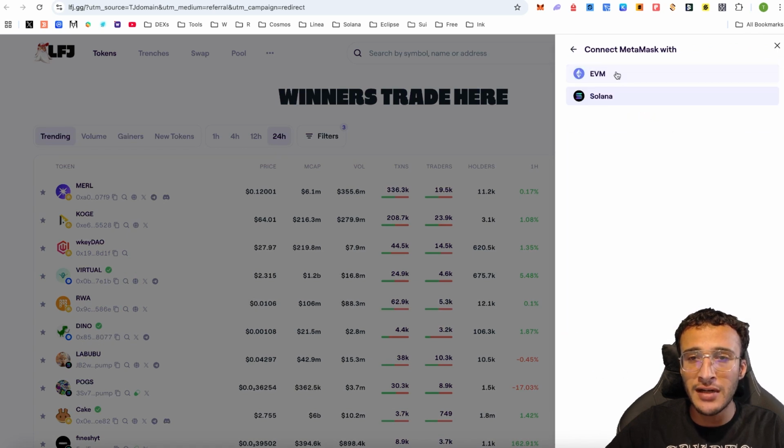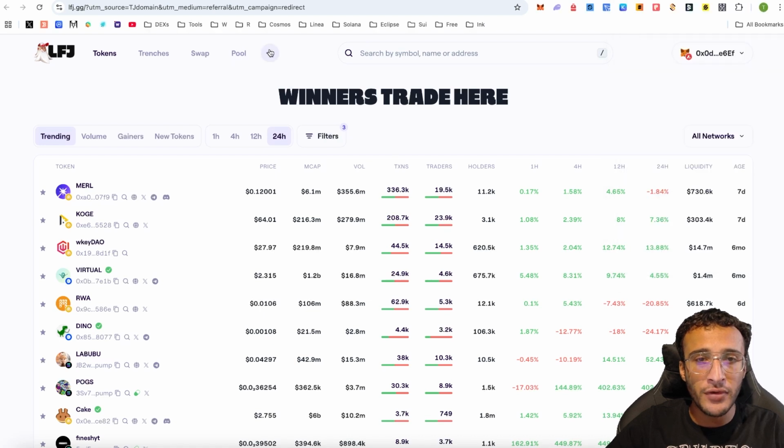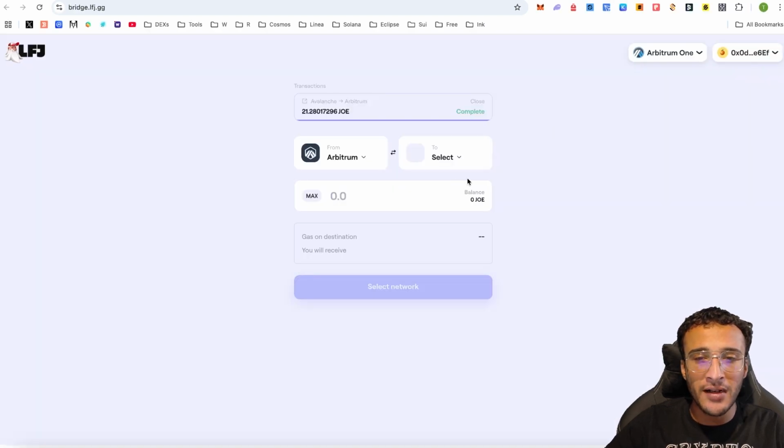As you can see, we are now utilizing our EVM wallet. So we're going to come over here, and we're now going to head over to these little 3 dots, and we're now going to head over to the bridge. And once we're here, guys, as you can see, we need to get ourselves Joe tokens like we did with RDNT. Nonetheless, Joe is the native token of the LFJ protocol, for those who don't know.